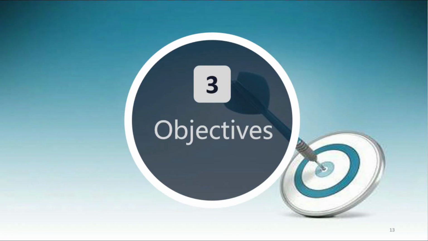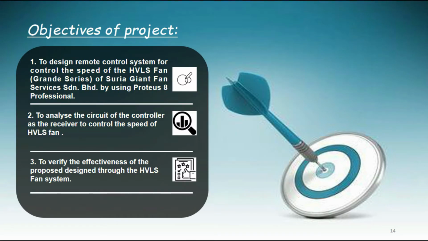Now, let's move on to my next topic, which is the objectives of this project. There are three objectives of this project. Firstly, the objective is to design remote control system for control the speed of the HVLS fan of Suria Giant Fan Services Sdn Bhd by using Proteus 8 Professional.